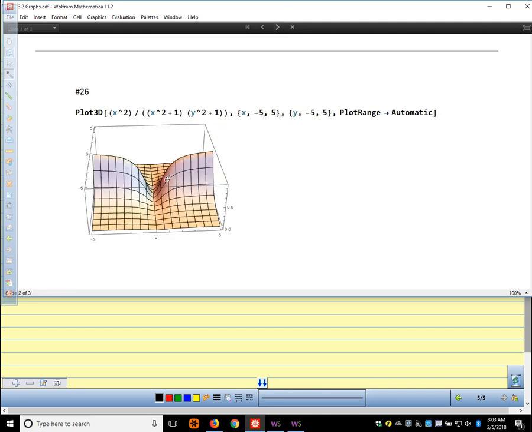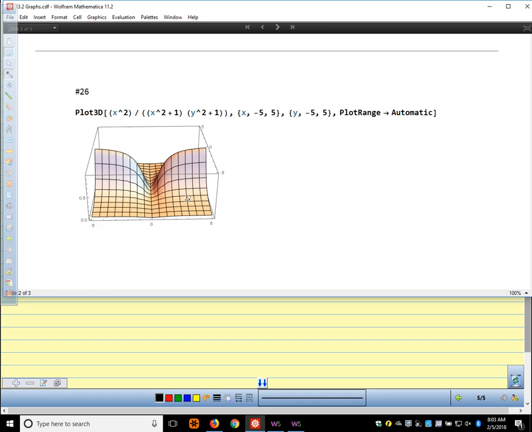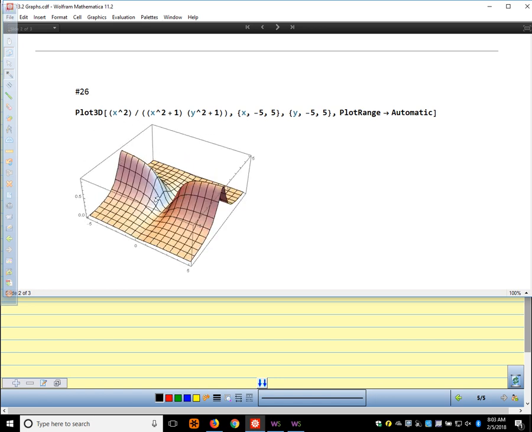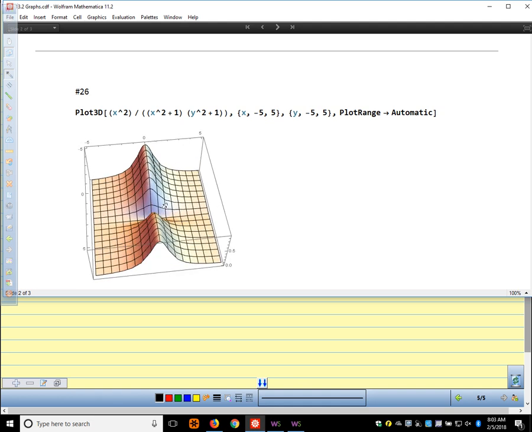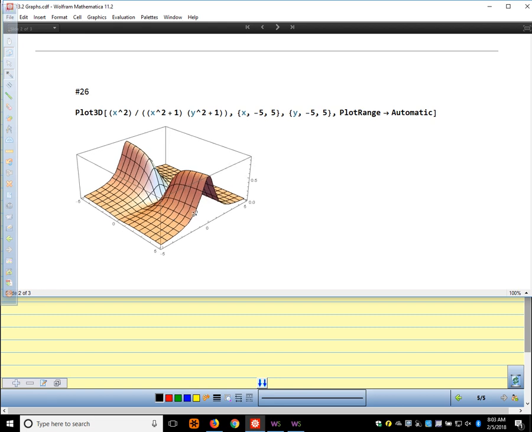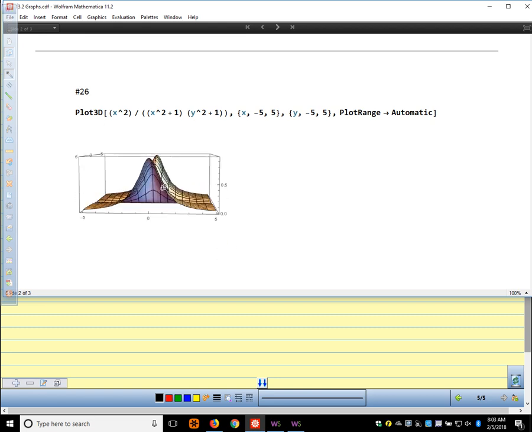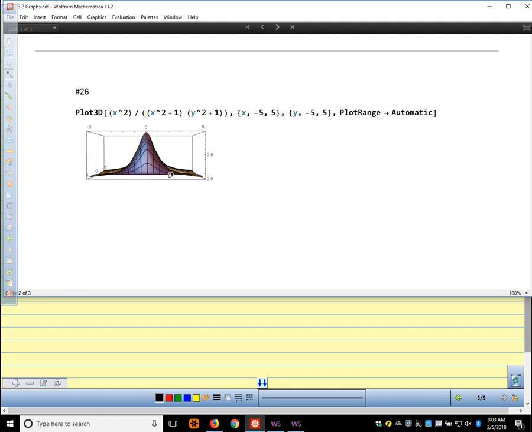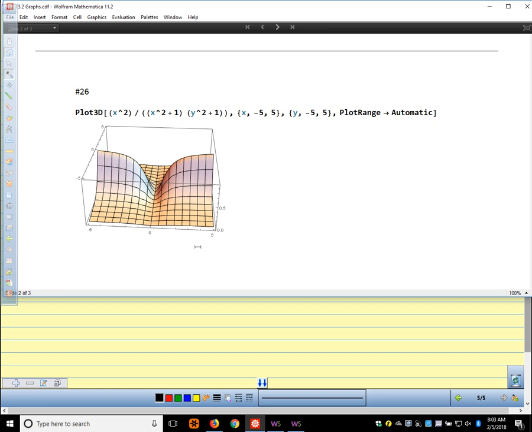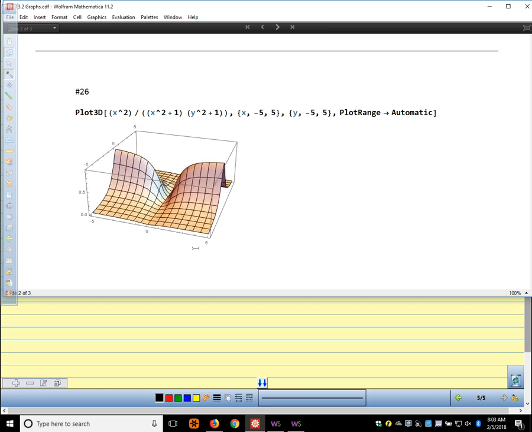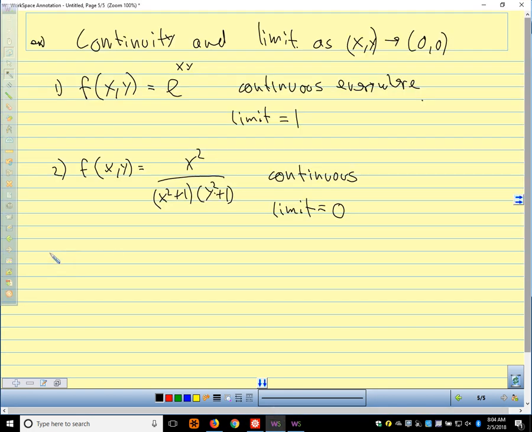So there's that one. And we get this interesting thing happening here at 0, 0, 0. And I believe this one's horizontal all the way across there. So that's an interesting looking surface. As long as x equals 0, it's going to be 0. All right, number 3.